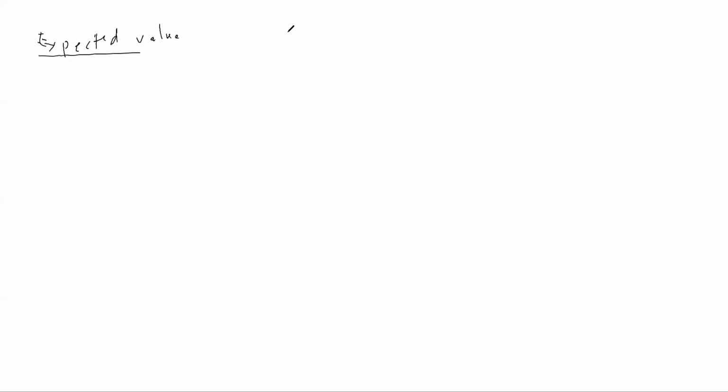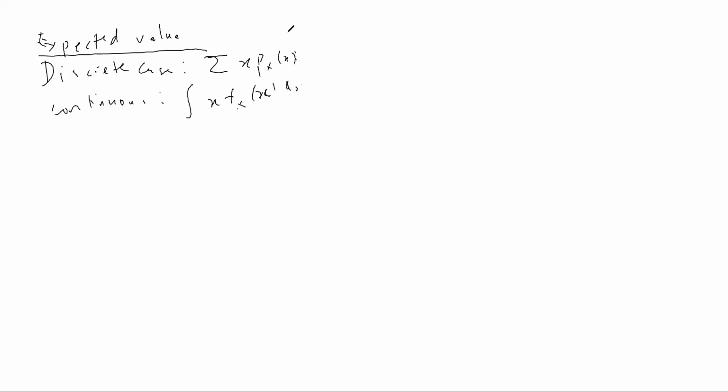Now, for the discrete case, we already know how to do it. It is basically a very straightforward summation of x times p_X(x). For a continuous random variable, then it's just x times the PDF of x, and it has the same meaning.